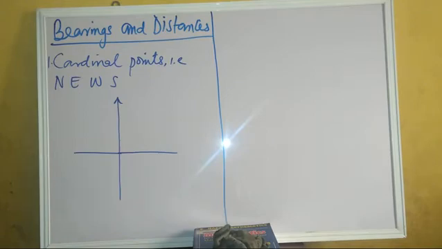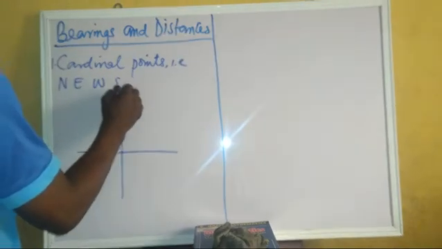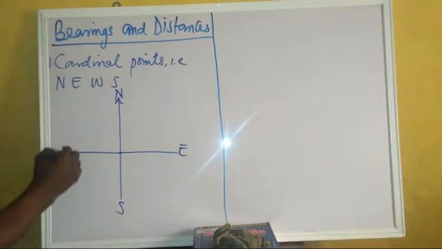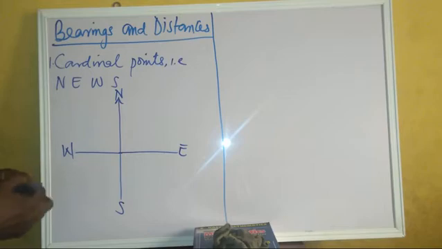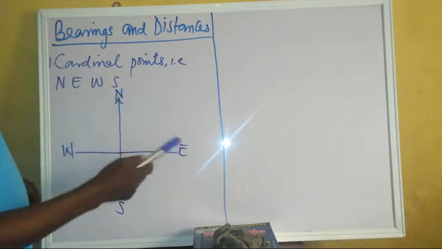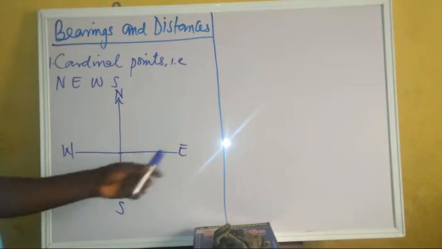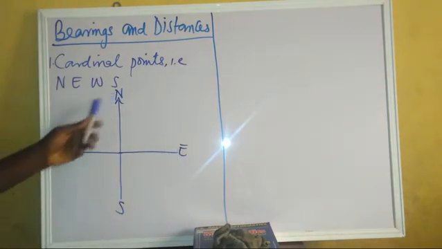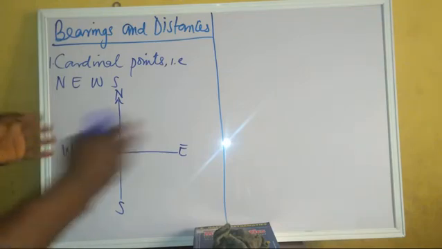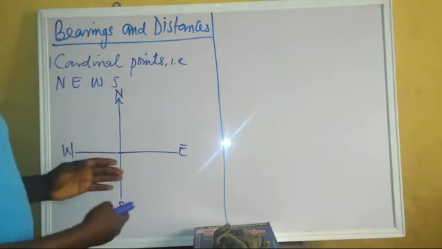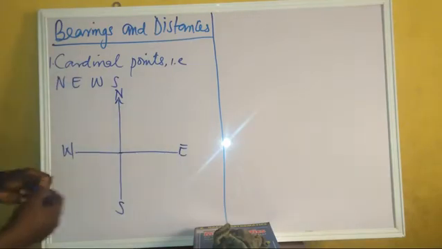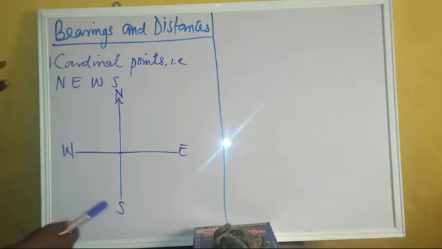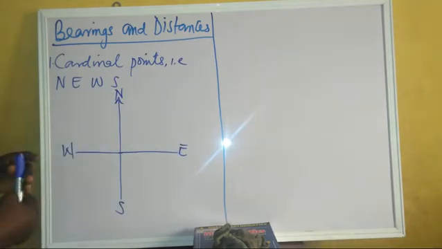Here we have our four cardinal points. We have the north, the east, the south, and the west. In between north and east, we have angle 90, south and east 90, south and west 90, and north and west 90. There are four ways by which we can move in this particular aspect: we move northeast, northwest, southeast, southwest.